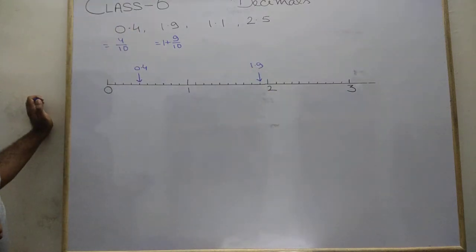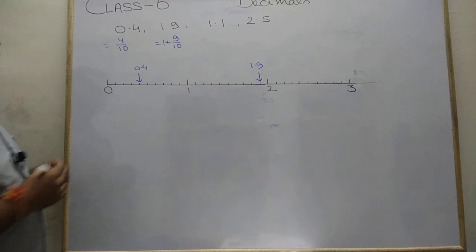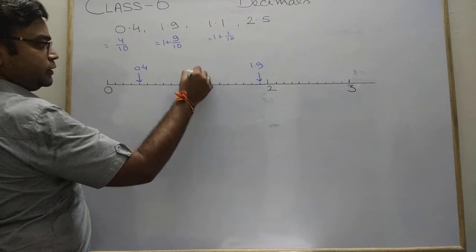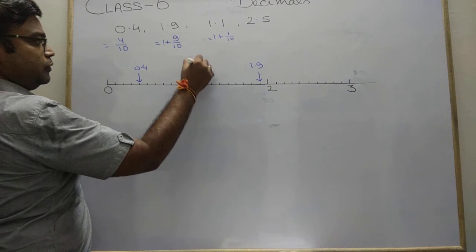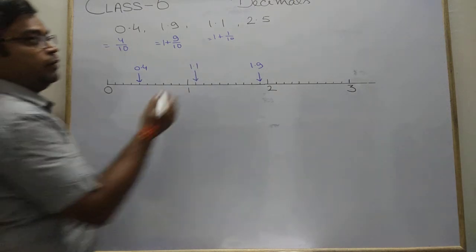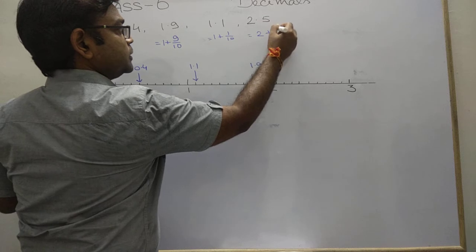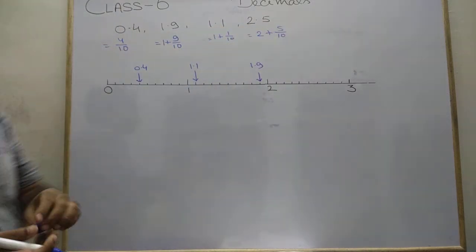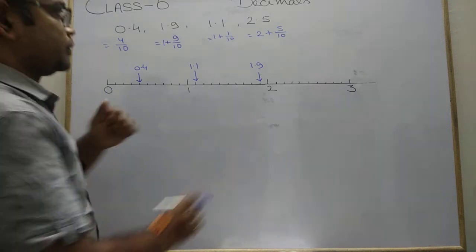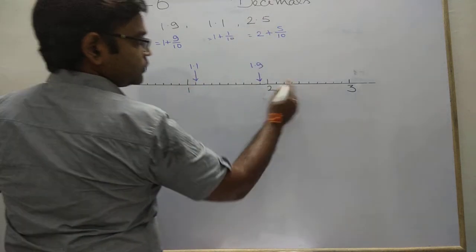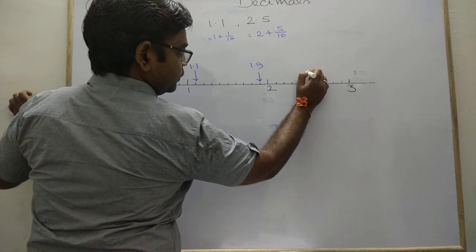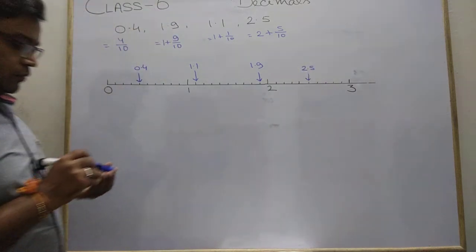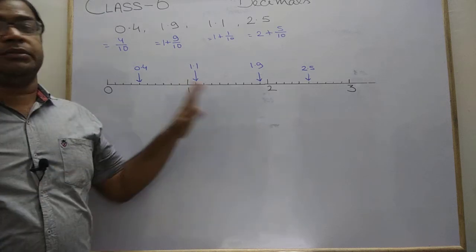Is it clear? Then there is another number, 1.1. So what do we write? 1 plus 1 upon 10 means this part, 1.1. Then 2.5, it means what, 2 plus 5 upon 10. After the decimal we know that it's only the tenths place, so 1 2 3 4 5, this is your 2.5. So I think the number line concept is clear.